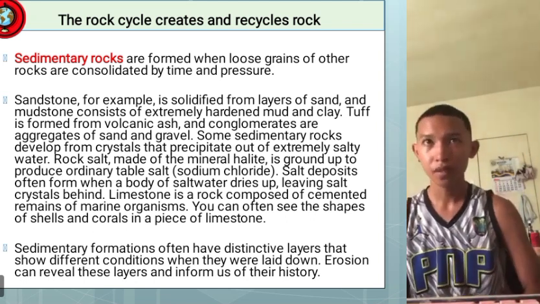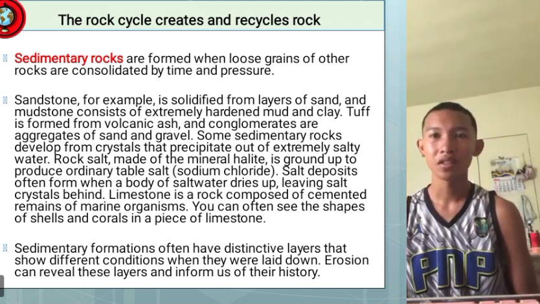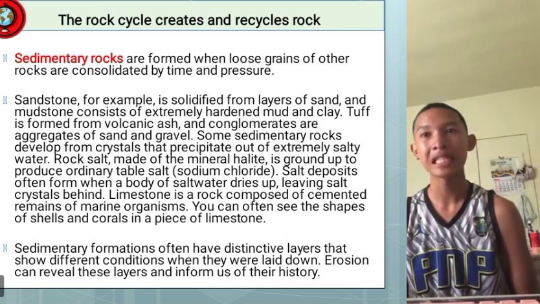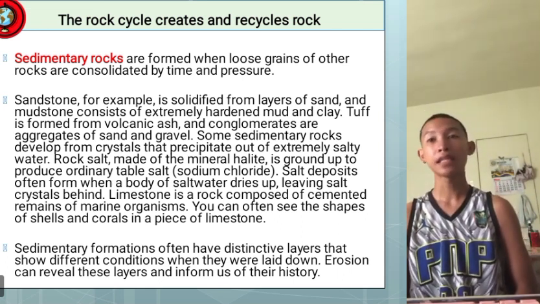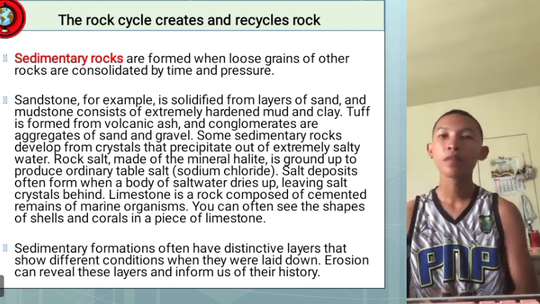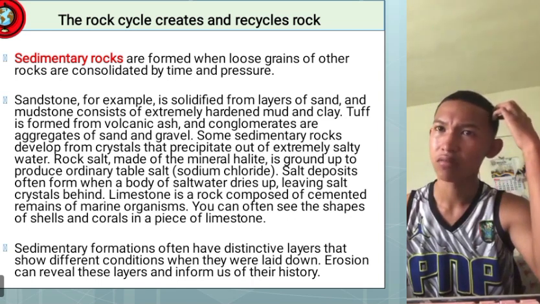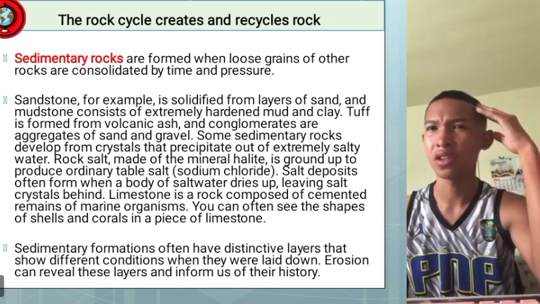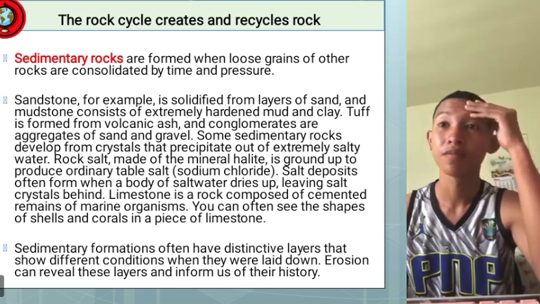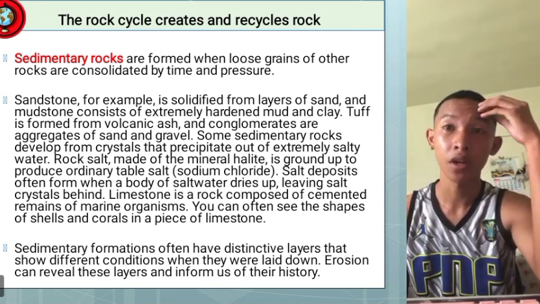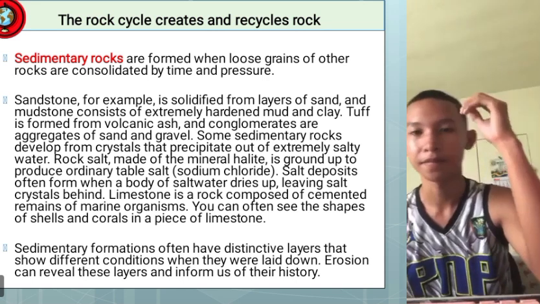So sedimentary rocks are formed from pre-existing rocks or pieces of living organisms. So they form from deposits that accumulate on the earth's surface. Sedimentary rocks often have distinctive layering or bedding.